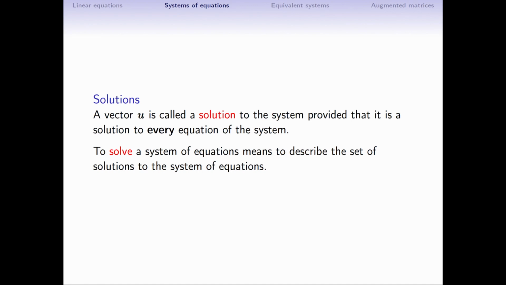A vector u is called a solution to the system, provided that it is a solution to every equation of the system. In other words, if you have produced a solution to the system, that means that when you plug it into each and every equation in the system, you get a true statement. Now, to solve a system of equations means to describe the set of solutions to the system of equations. And in some sense, this is the beginning of our journey, to describe solutions to systems of equations.